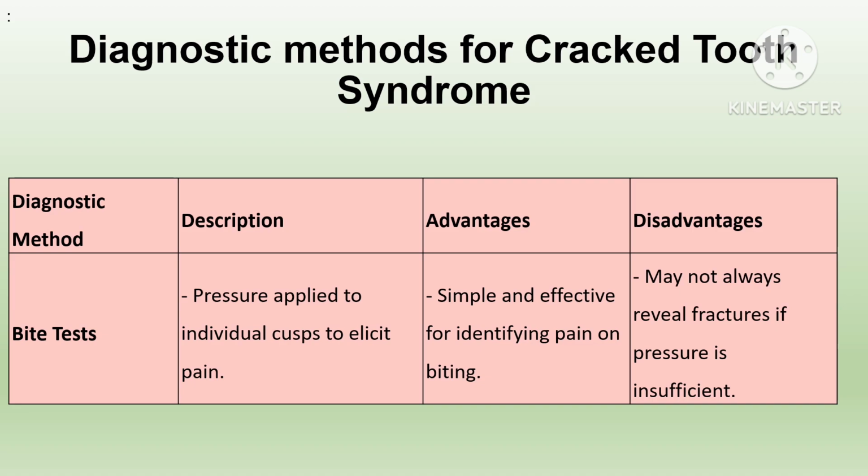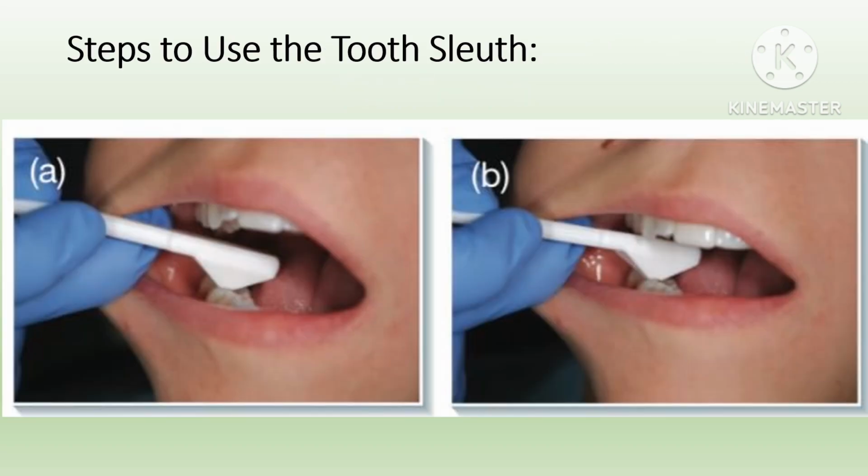Bite test is done with the help of a tooth sleuth, which is a simple tool. It is a small wedge-shaped tool that helps to locate cracks that may not be visible but cause pain when pressure is applied. The dentist places the tooth sleuth on the top surface of the tooth that may be cracked, and the patient is asked to keep biting for a few seconds to let the pressure settle on the tooth.